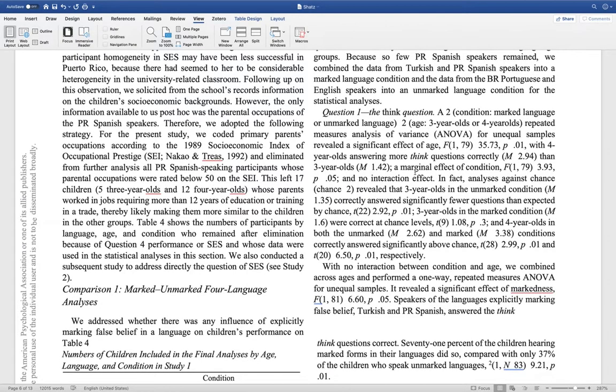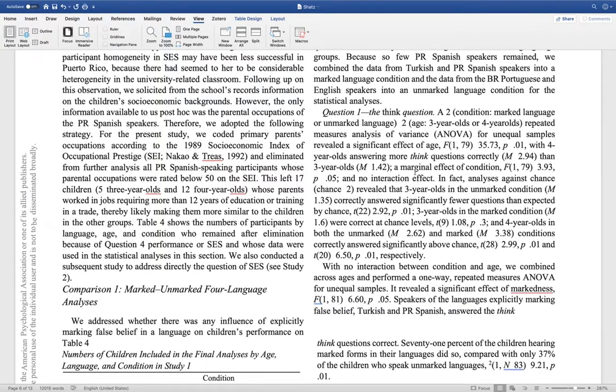Question number 1 of the think question. A 2x2 repeated measures ANOVA. Don't worry about that. For unequal samples, don't worry about that. Revealed a significant effect of age. So here's what we got, right? Boom, ignore, unless you want to look at it. 4-year-olds answered more think questions correctly than 3-year-olds. Boom. That's classic, what we found in the previous literature.